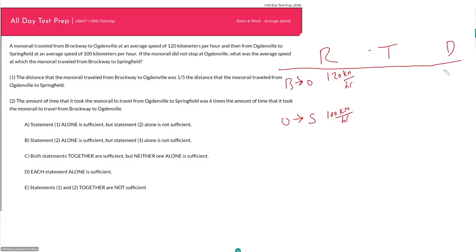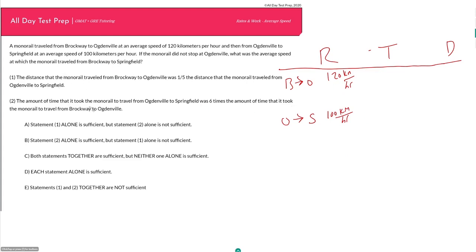But for example, if you want to call each leg of the trip D, then his total distance would be 2D. Or if you knew each leg was the same distance, you could call each of those 1/2 D, and then his total distance would just be D. You can do that. But for now, we don't really know anything about our distances.